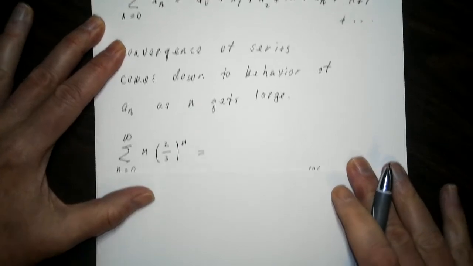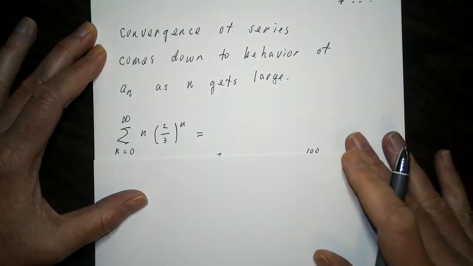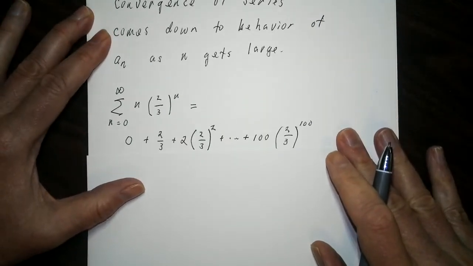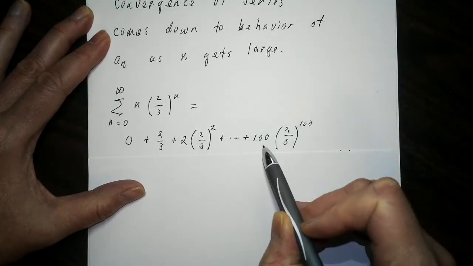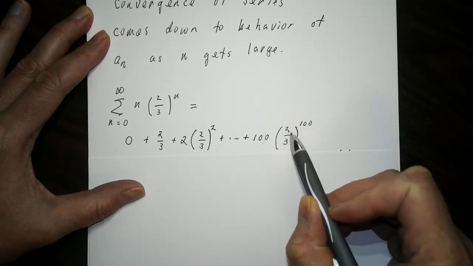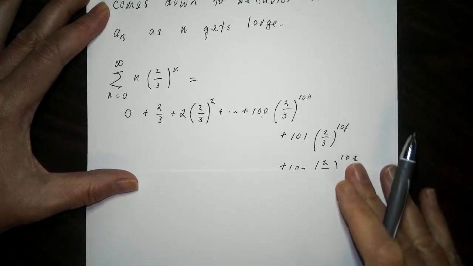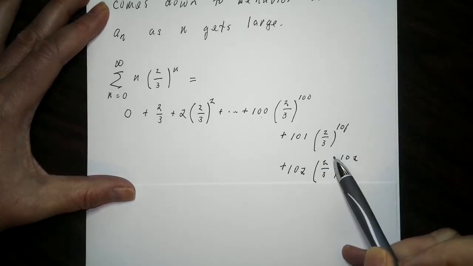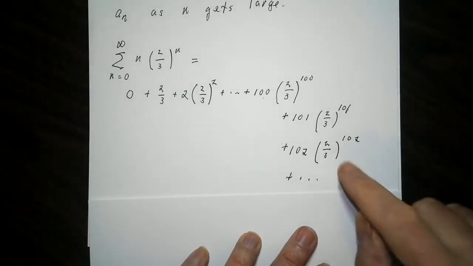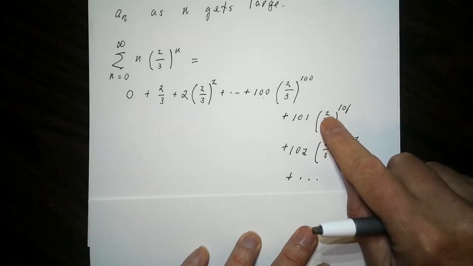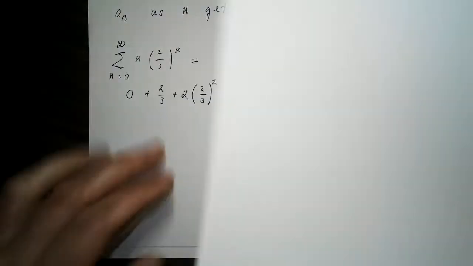So let's go back to this series. The sum from n equals 0 to infinity of n times 2/3 to the n. We said that this is not geometric. Let's write down a few terms. So it's 0 plus 2/3 plus dot dot dot. Now I'm going to write the 100th term, so that would be 100 times 2/3 to the 100. I'll throw in the 101st term, and the 102nd term, plus obviously there'd be many terms after that. And we're going to look at the ratio of this term divided by that term, and also the ratio of this term divided by that term, and see what happens.